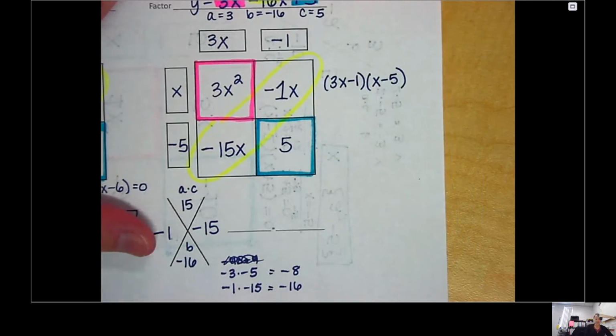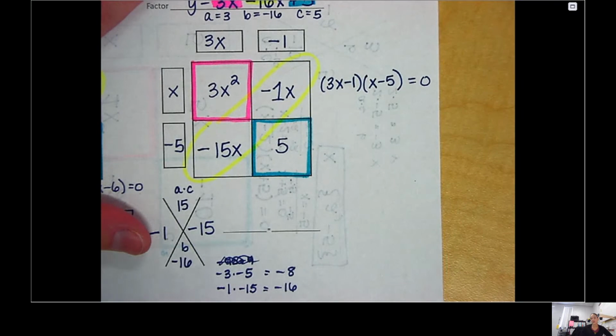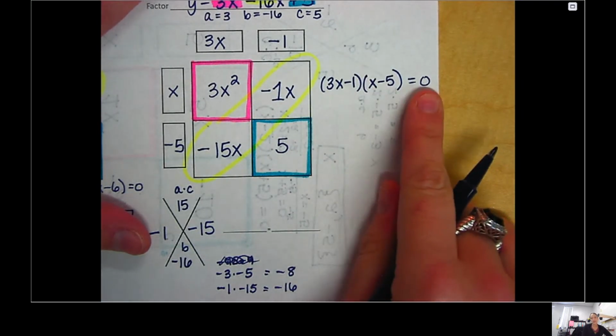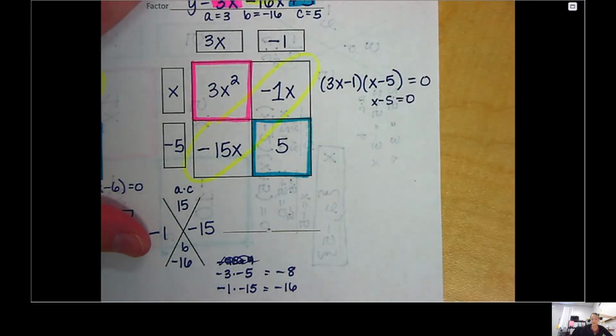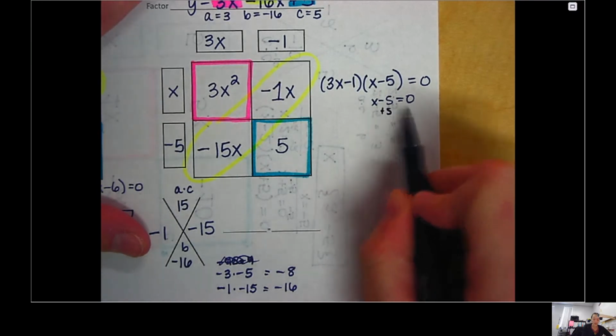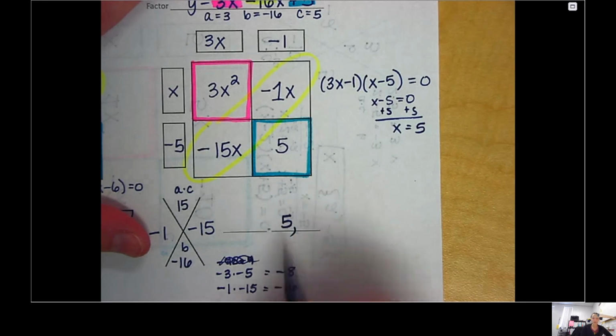These are my factors. They're equal to 0. I have to set each one equal to 0. Now, if you put x minus 5 equal to 0, what are you going to get? What do you have to do to get x by itself? It's already a minus, so you add. So one of your answers is +5.